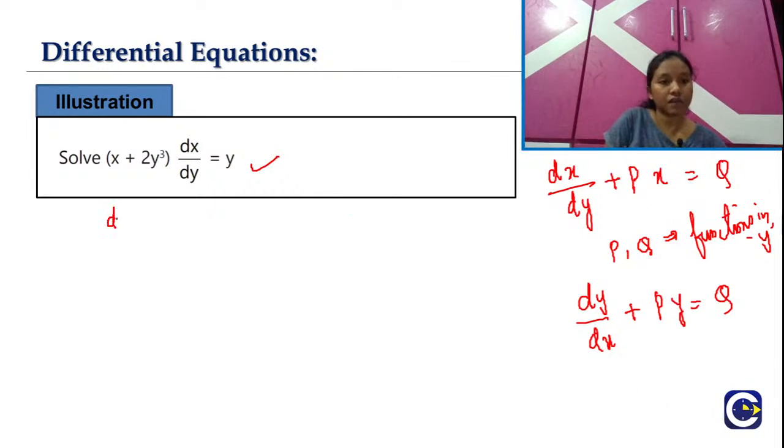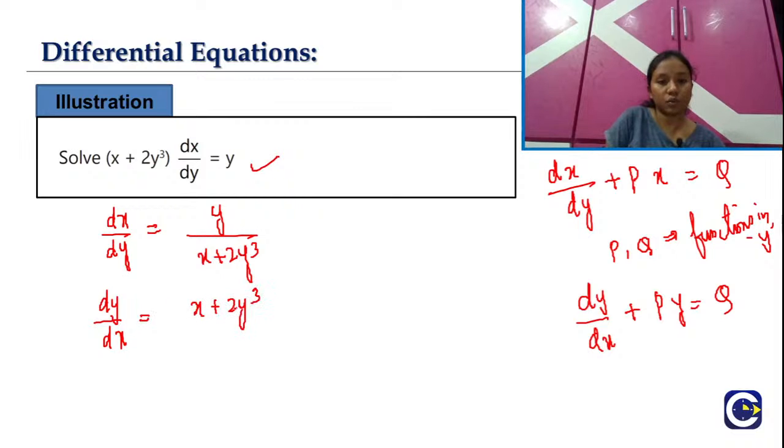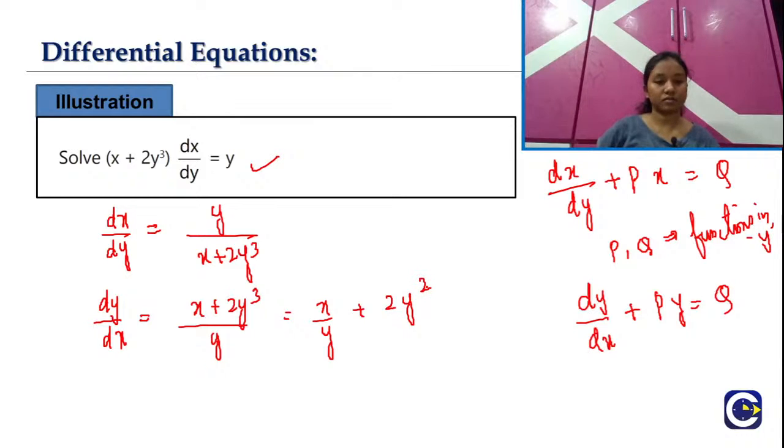So here we are having dx by dy. If I rewrite, it will be y by x plus 2y cube. As I'm having this in the denominator, I cannot separate it into two terms. So just rearrange it. It will be dy by dx is equal to x plus 2y cube by y. Now I can separate this as x by y and 2y square.